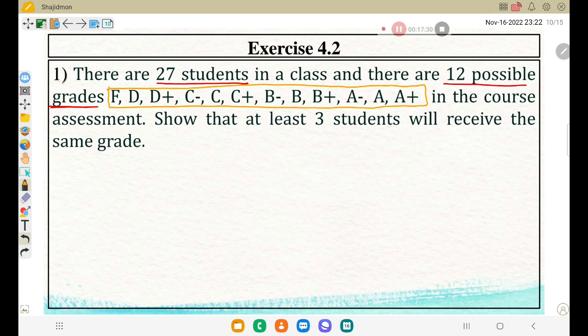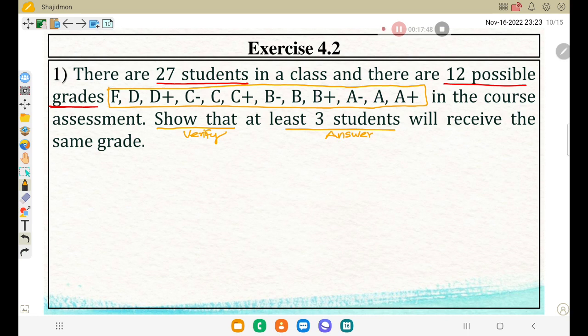Now what is our question in a course assessment? Show that means verify. Verify that at least 3 students will receive the same grade. This is the answer, already given: at least 3 students will receive the same grade.